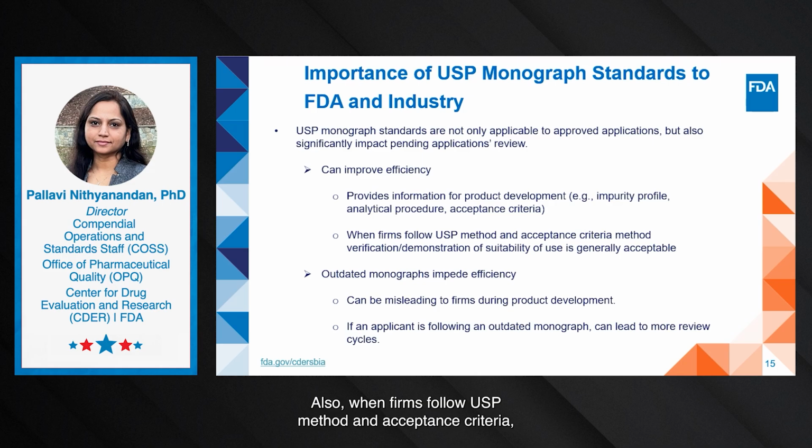Also, when firms follow USP method and acceptance criteria, method verification or demonstration of suitability of use is generally acceptable as opposed to a full-scale validation. And if the monographs are outdated or have incorrect information, they impede efficiency and can be misleading to firms during product development, because you may think that it's acceptable to FDA because it's in the USP, and then if it turns out not to be the case, it could cause delays in approval of your application, leading to more review cycles.